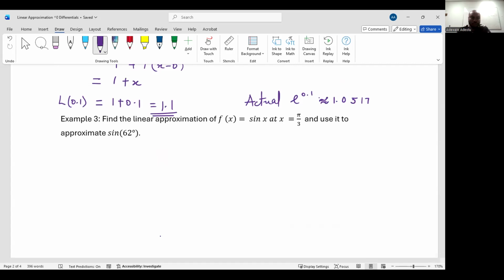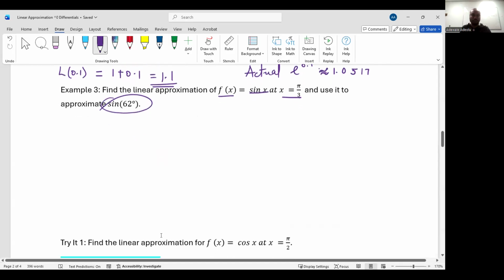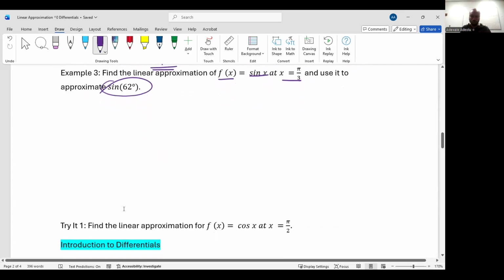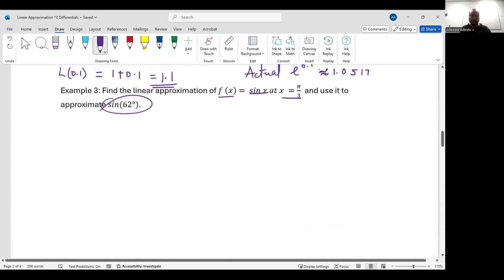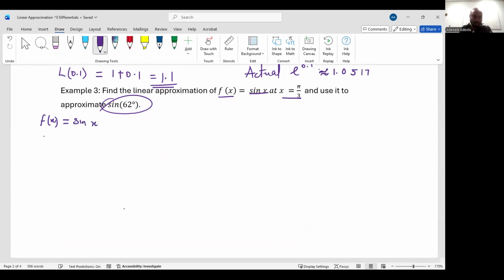Now, another example. We want to find the linear approximation of f of x equals sine of x at x equals pi over 3, and we need to use it to approximate this. Let us see what we can do as well. Still the same thing. We will do the same thing. So here we were given our function. So f of x is sine of x. So we do the same thing.